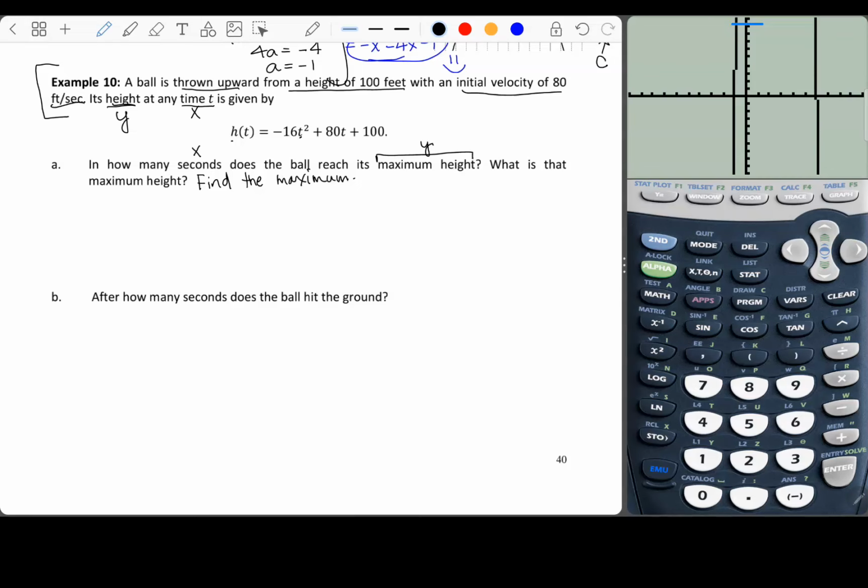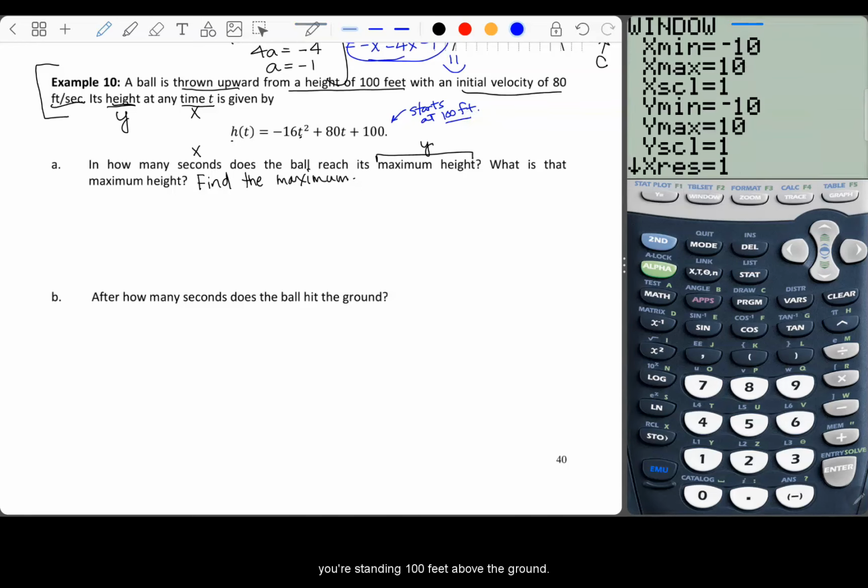Okay, good. When you hit graph, you're going to get this thing on your calculator screen, and we're going to have to go to Window and get it set up. And that 100 that I pointed out, that's where the problem starts. You pitch the ball into the air when you're standing 100 feet above the ground. So we're going to go down, that's our y value. We're going to go down to our y max.